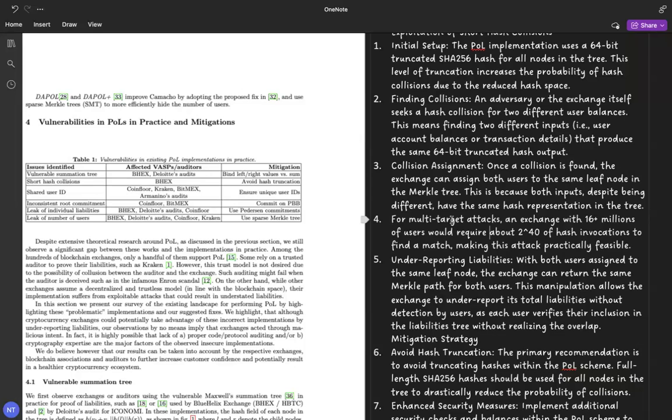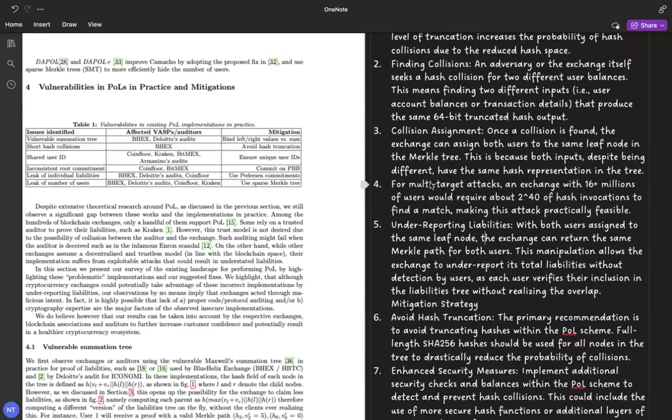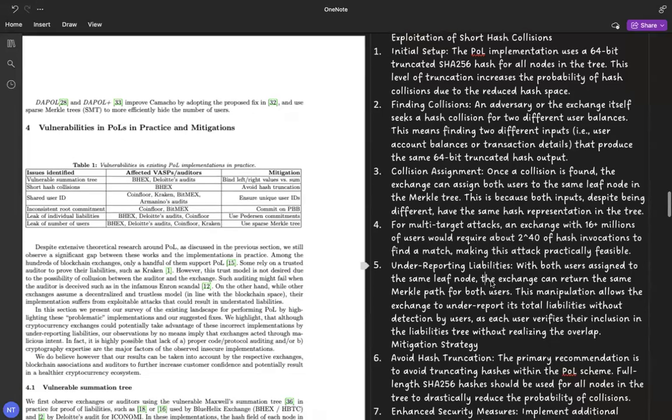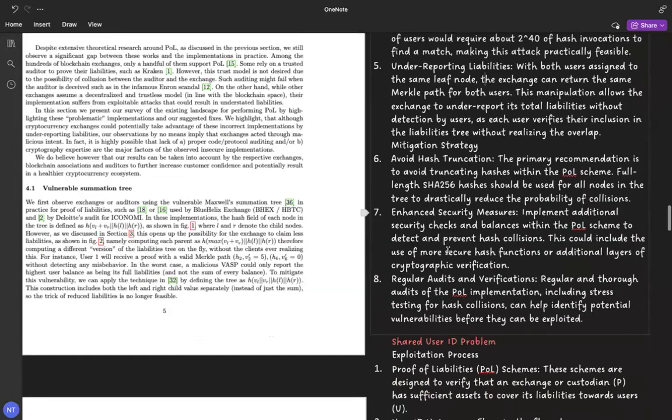So in that sense, they recommend not to use any kind of truncated hashing at all. And again, exchanges can use a similar truncated hash to reduce their liabilities by doing this. So in their mitigation strategy, the authors propose to never use a truncated hash in any of the proof of liability schemes.